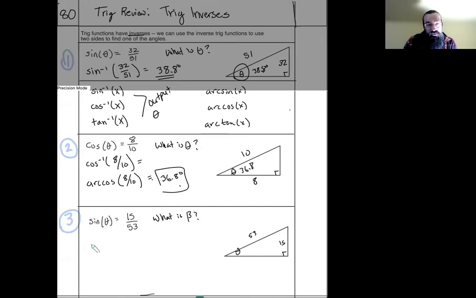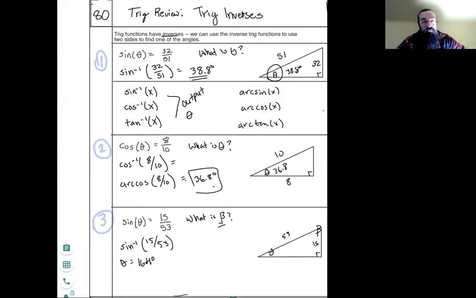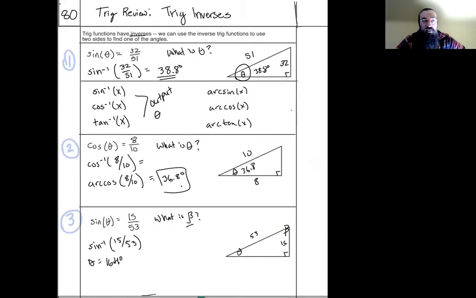We're going to find inverse sine of 15 over 53, or again, arc sine of 15 over 53. And what is that going to give us? Is that going to give us beta? No, right? Beta is this angle over here. That's going to give us theta. So let's find what theta is. We found that theta is 16.4 degrees.